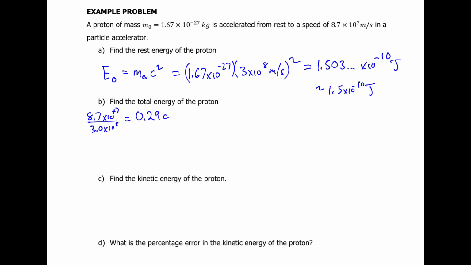0.29 c. So instead of writing it with all the significant digits, we can use 0.29 c and save ourselves a little bit of work here. Because total energy has a Lorentz transformation in it. Total energy is rest mass c squared over the square root of 1 minus v squared over c squared.